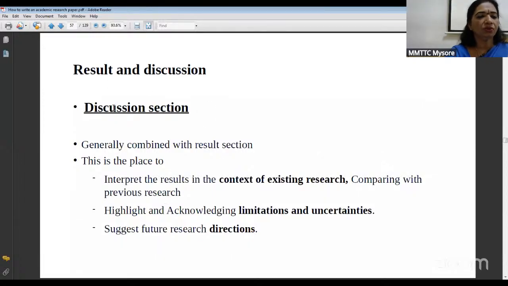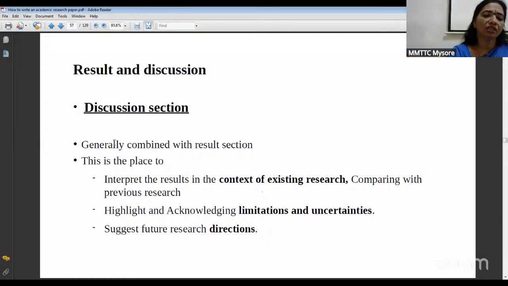Okay, so next, the discussion section. In the discussion section, generally it will be combined with the results. Usually people will ask for results and discussion. So when you're presenting results, you should discuss also. You can also discuss the results. But sometimes some journals will ask for discussion separately.